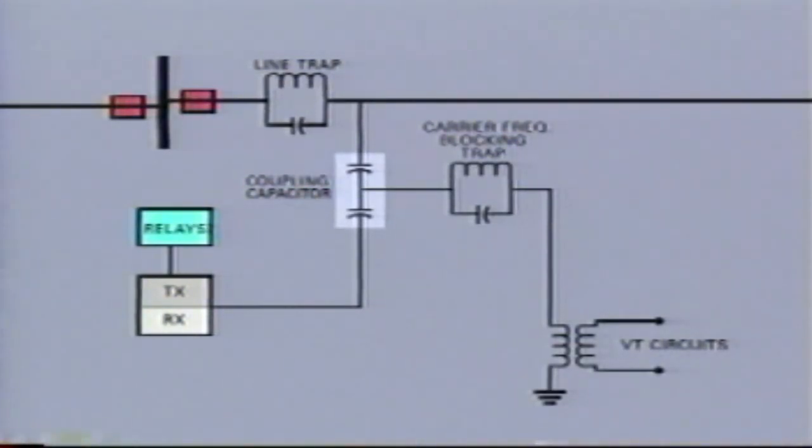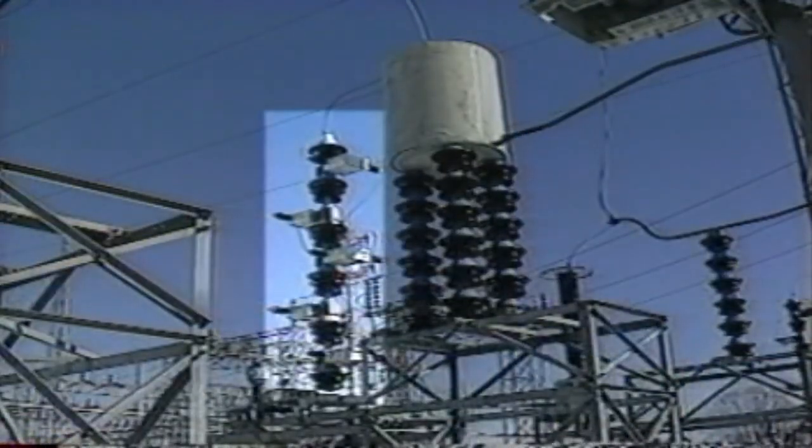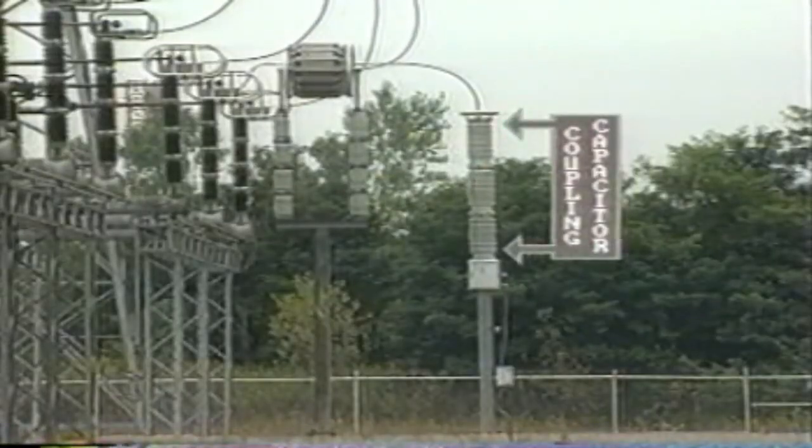voltage end of the capacitor. This provides voltage indication and operating power for terminal equipment at the site. This arrangement is known as a capacitor voltage transformer, or CVT, or even CCVT. However, let's focus our attention on the carrier coupling.